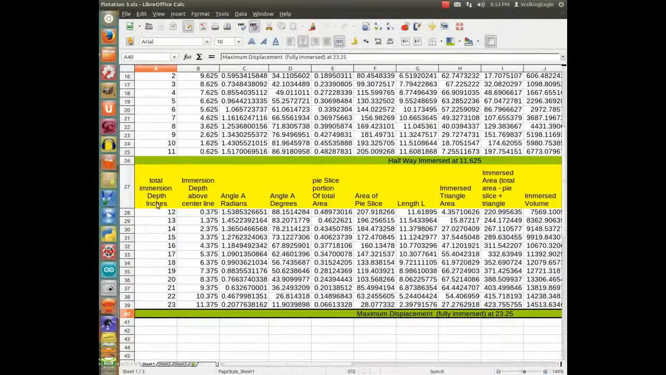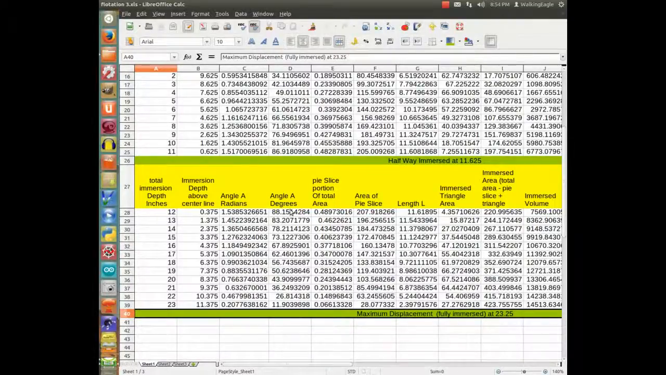Okay, I then subtract that total immersion depth from the center line, and the center line is 11.625, so I subtract 11.625 from 12, and that gives me 0.375, and then I can now calculate my radius. I now have my radius, and I now have my adjacent angle, so I'm able to calculate that angle A, adjacent side. And once I do, I can transform that into degrees, because radians doesn't tell me a lot usually.